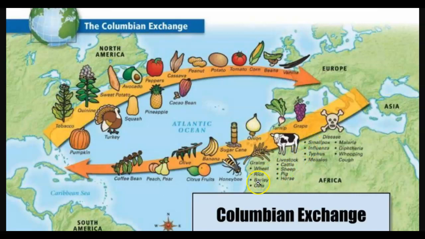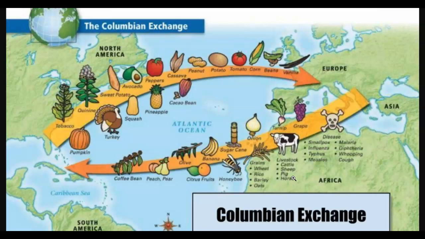What's the effect? Well, some of it is that Native Americans now have cattle and have beef for the first time. They have horses, again, which provides them with transportation. However, 90% of Native Americans, within about 100 years of Columbus showing up, 90% of the population of the Americas was wiped out.